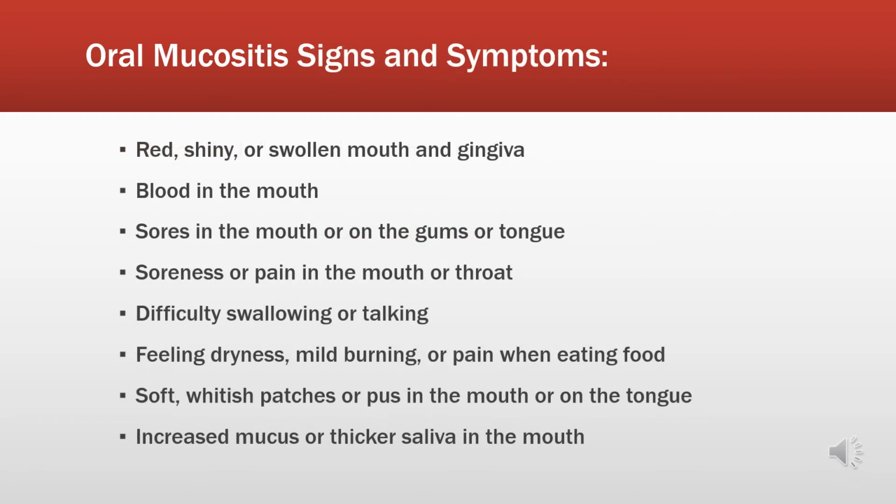Oral mucositis encompasses a variety of signs and symptoms. Some of the signs and symptoms are red, shiny, or swollen mouth and gingiva, blood in the mouth, sores in the mouth including on the gums or tongue, soreness or pain in the mouth or throat area, difficulty swallowing or talking, a feeling of dryness, mild burning or pain while eating, soft white patches or pus in the mouth or on the tongue, and an increase in mucus or thicker saliva in the mouth.